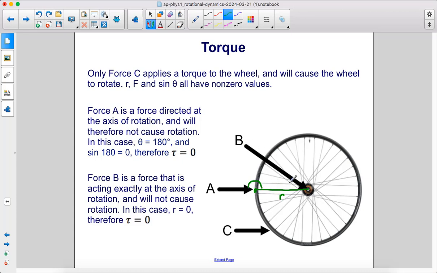Force B is a force that is acting at the axis of rotation and will not cause rotation, because in this case, if you apply the force right there, r is 0. Therefore, torque will also equal 0.